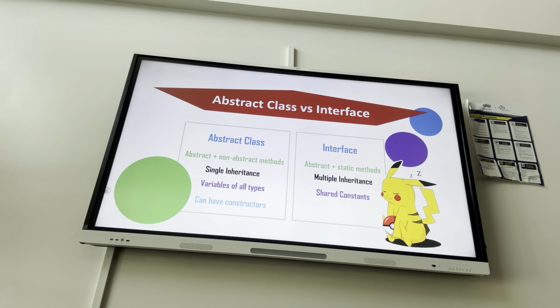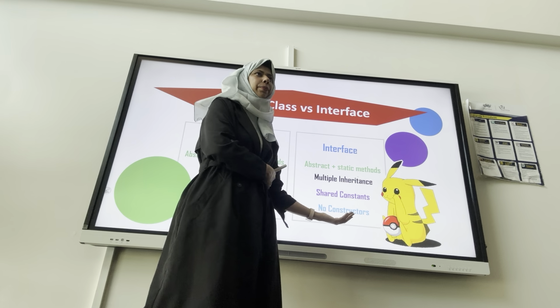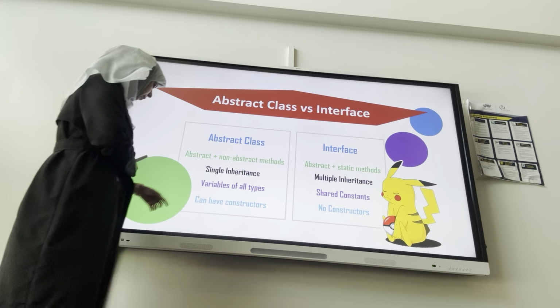We can have variables in abstract classes, but interfaces are meant to store constants. And of course, just like any class, we have constructors, while for interface, we can have no constructor.